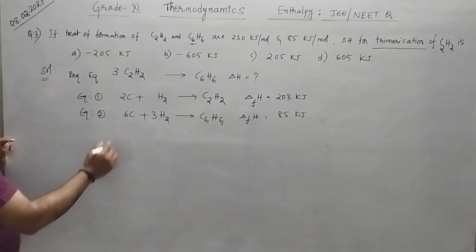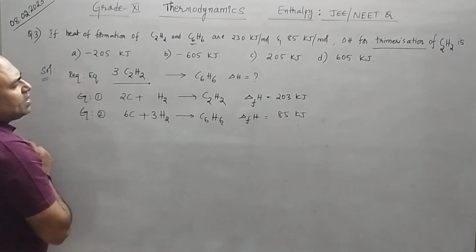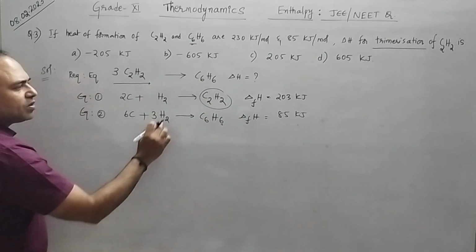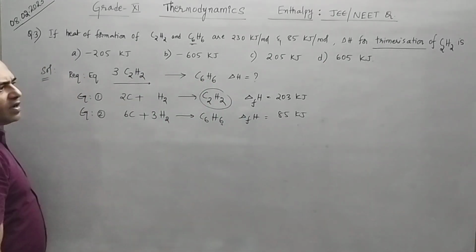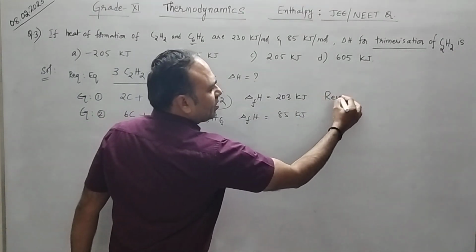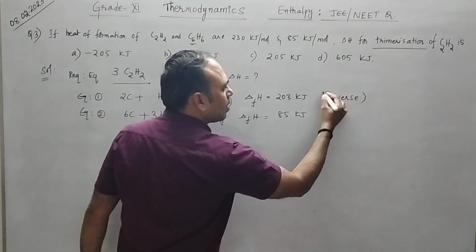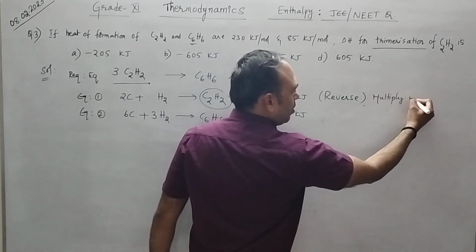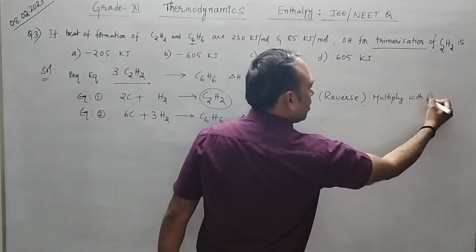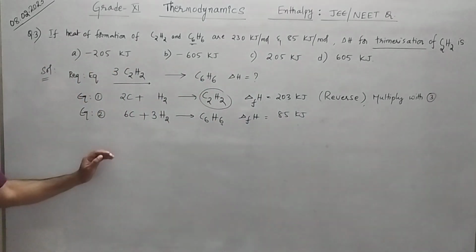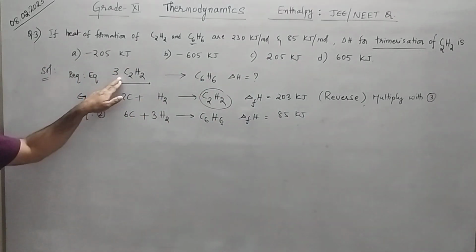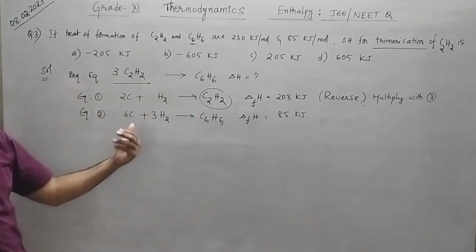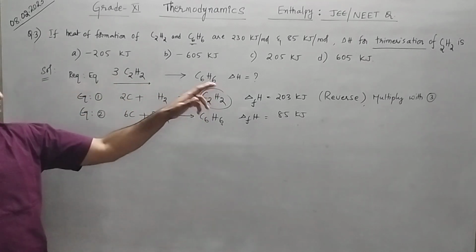Now to get 3C2H2, and here you are having only C2H2, that too on the product side, what we need to do is reverse this equation. The second one is multiplied with 3. Why do you have to reverse this? Because it's on the reactant side, but here it is on the product side. Reverse this. Now 3 moles are there, hence multiply with 3.